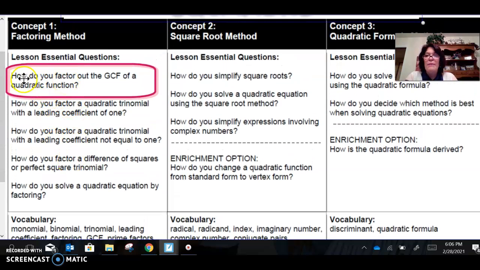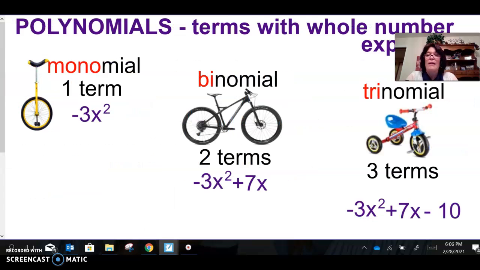We're going to start today with how you factor out the greatest common factor of a quadratic function. It's a way to solve them. And I'll show you that. We'll work on that as we go through the notes.